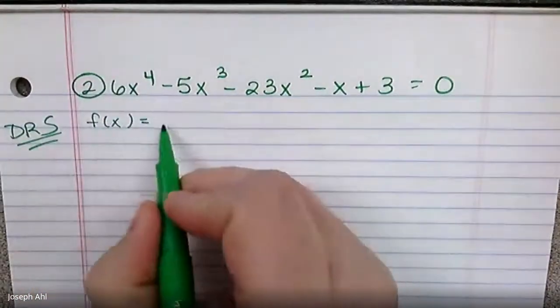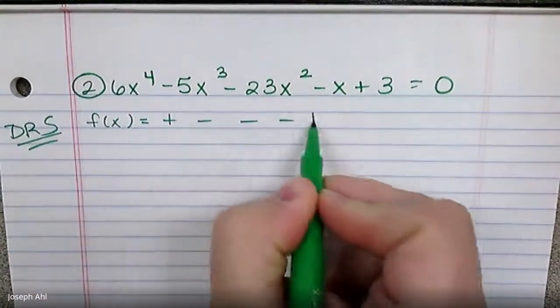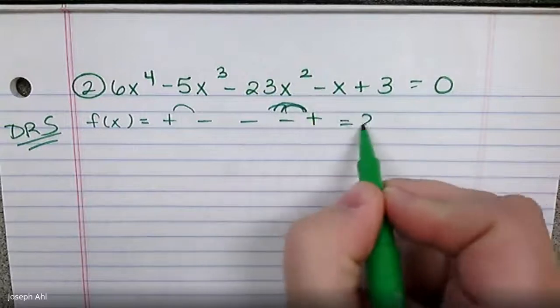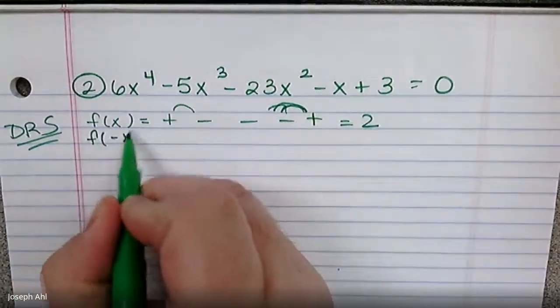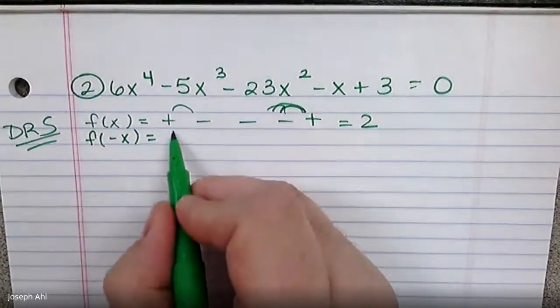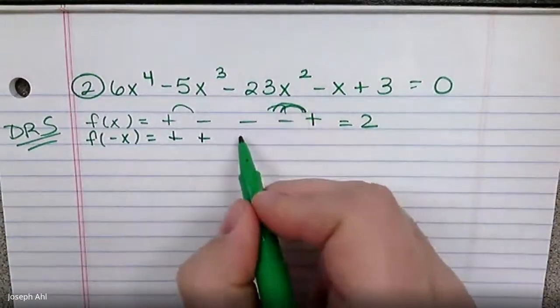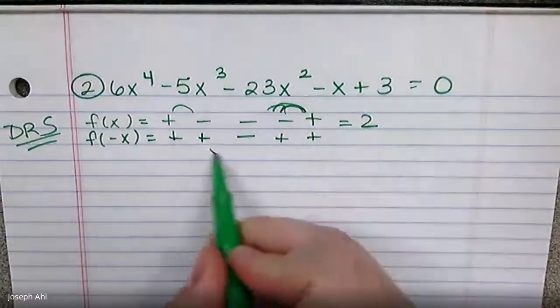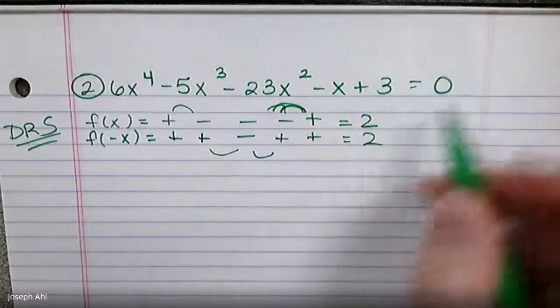For Descartes' rule of signs, the signs go plus, minus, minus, minus, plus. And I see, oops, that was supposed to be this right here. 2 sign changes in f of x. F of -x, change the odd powered terms. So x to the 4th stays, change it, keep it, change it, keep it. All right, so we've got 2 sign changes going on there as well.